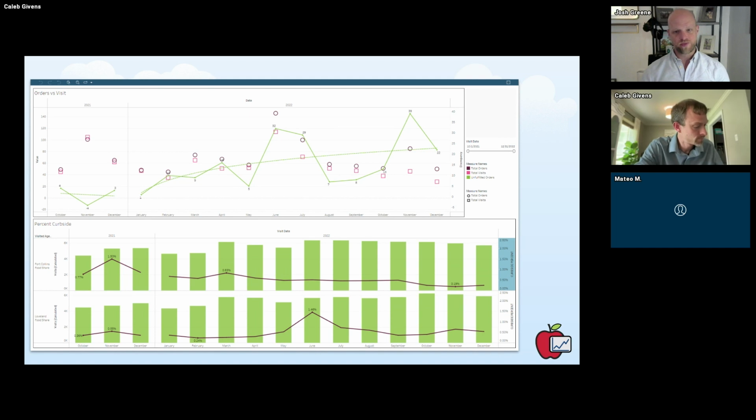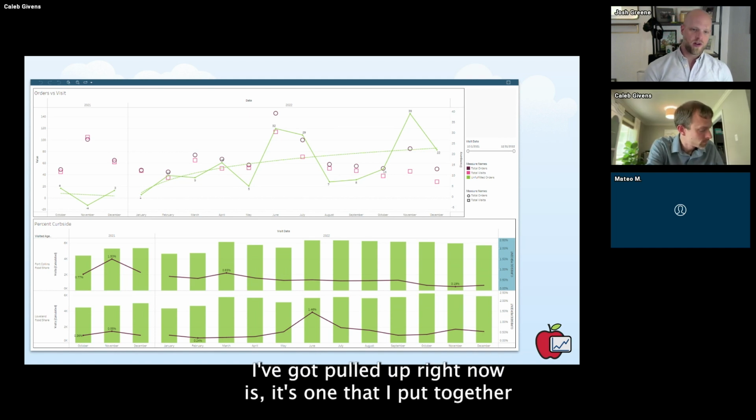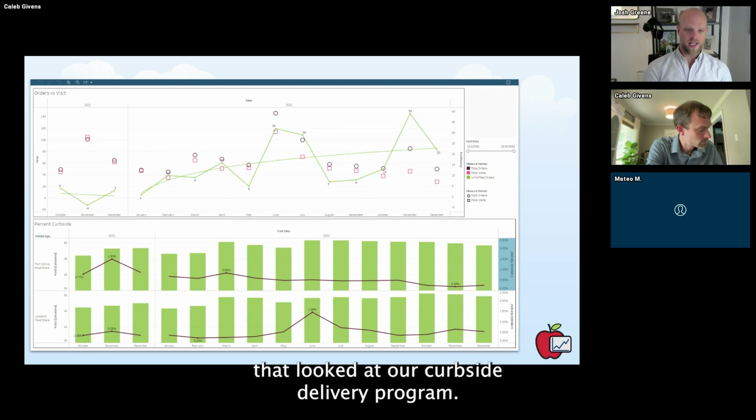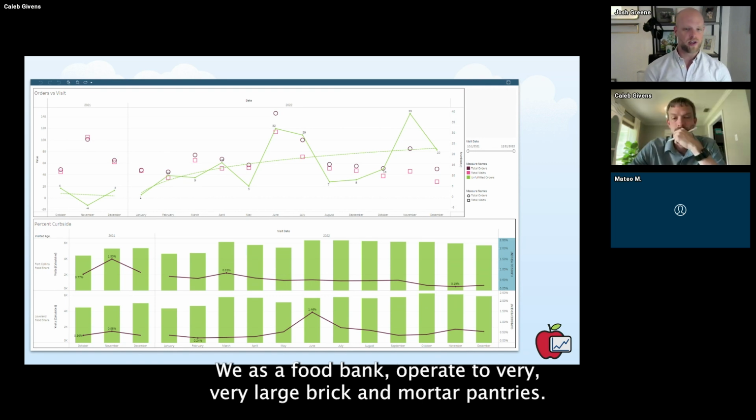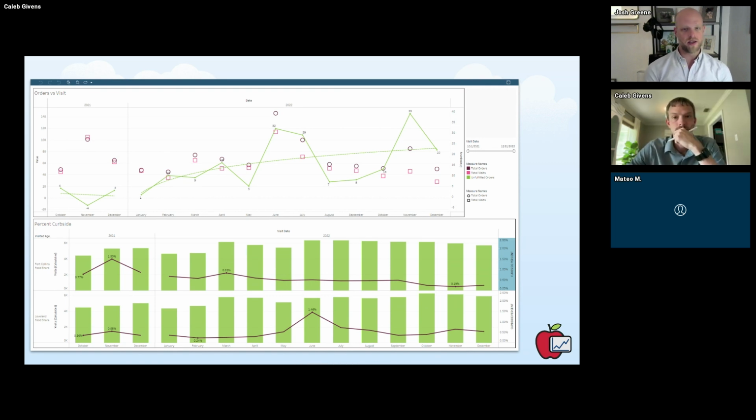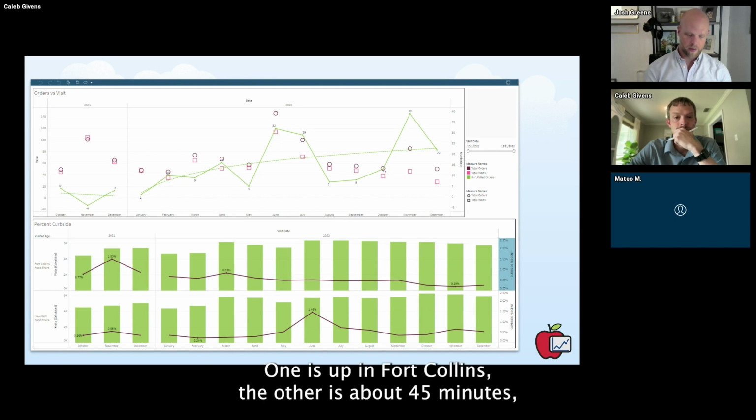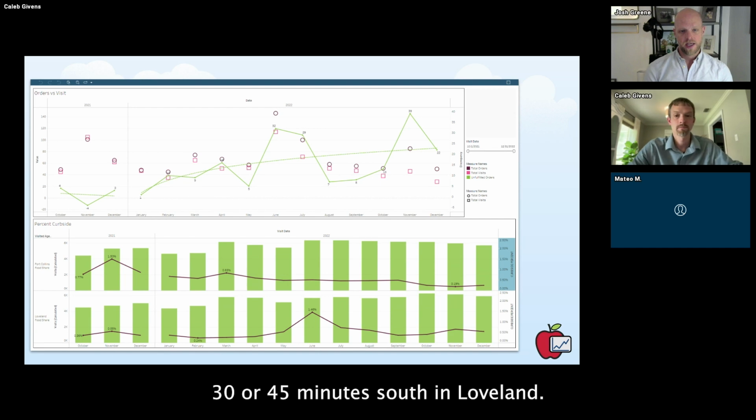So that's pretty cool. This first dashboard I've got pulled up right now is one that I put together that looked at our curbside delivery program. During COVID, so let me back up a little bit. We as a food bank operate two very large brick and mortar pantries in our service area. One is up in Fort Collins. The other is about 45 minutes south in Loveland.